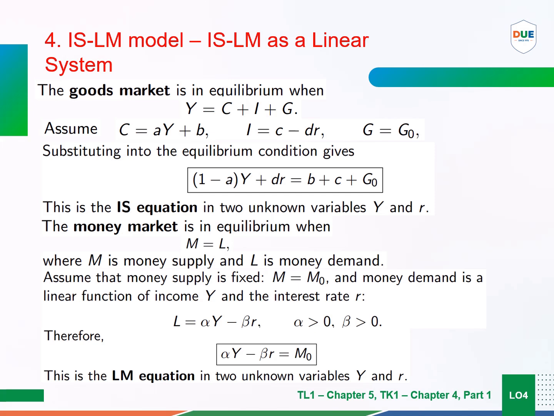Next, consider the money market. Money market equilibrium requires money supply to equal money demand. Money demand is assumed to increase with income and decrease with the interest rate. After imposing the equilibrium condition, we obtain the LM equation, which is also linear in Y and R. So, the important point is that both markets generate linear equations involving the same two unknown variables.